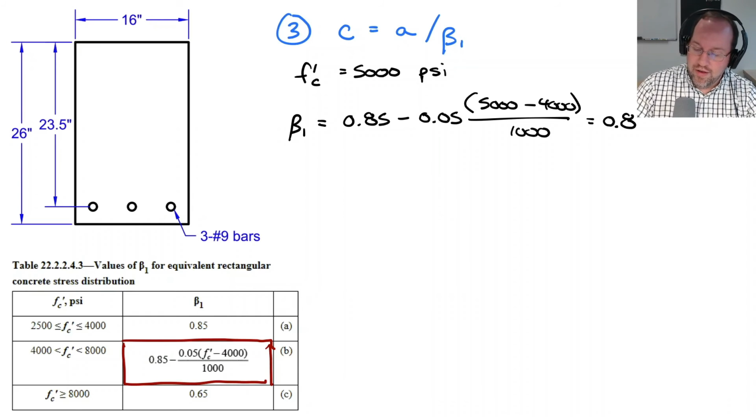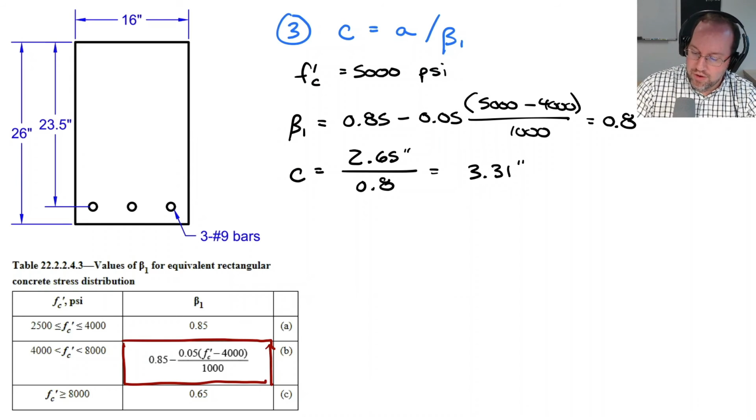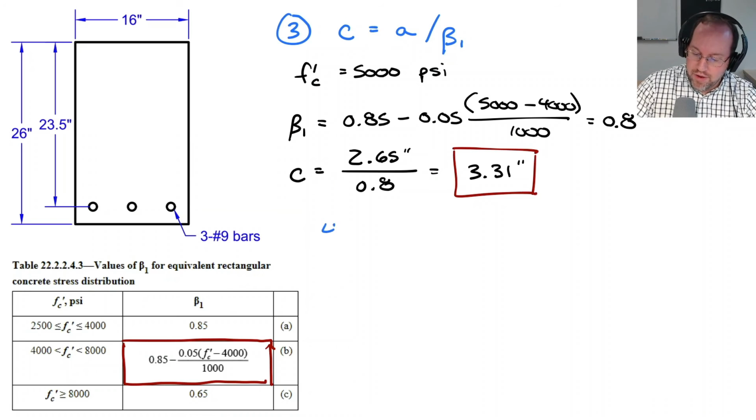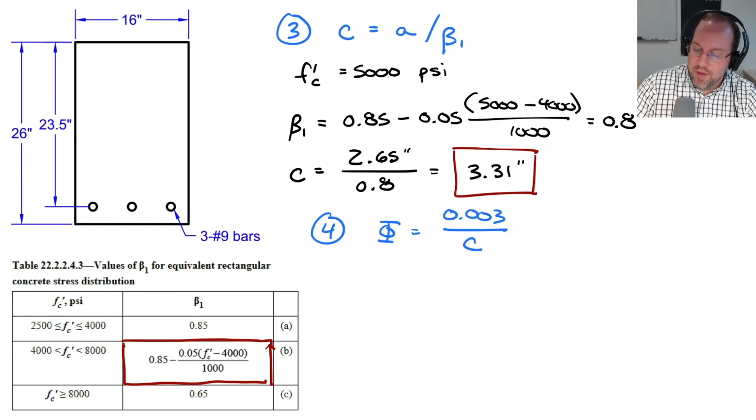Given beta 1, I can now find my depth to neutral axis, which is just equal to a, which is 2.65 inches, divided by beta 1, which is 0.8, and therefore this is 3.31 inches down from the top of my section. Now, given that depth to neutral axis, I can find my curvature, and this is a very simple process because I know the ultimate strain in my concrete is 0.003. So I just need to divide that by the depth to neutral axis to find my curvature.